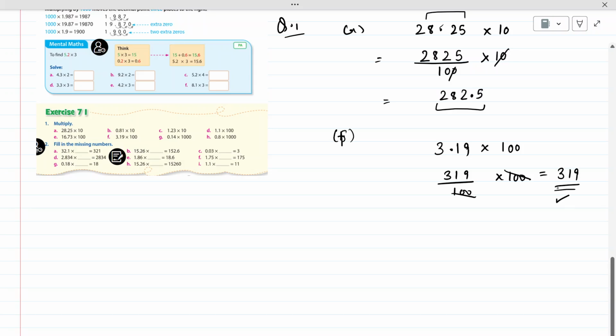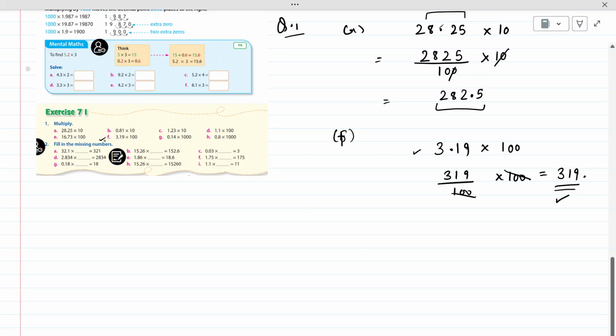When we compare this answer with the given question, we see that this decimal place has been moved two places towards the right. That means it is somewhere here after 319. So what we can see here is that whenever we are multiplying a decimal number with 10, 100 or 1000, then the decimal place will move towards the right, and that depends on which number we are multiplying. If we are multiplying with 10, it will move one place right. If we are multiplying with 100, it will move two places right. If we are multiplying this with 1000, it will move three places on the right.